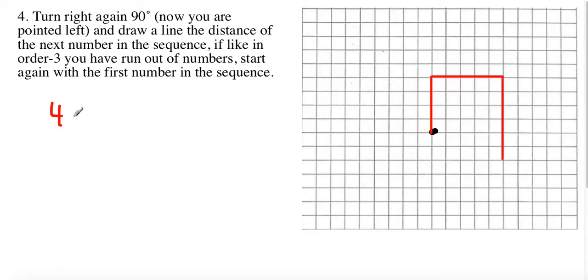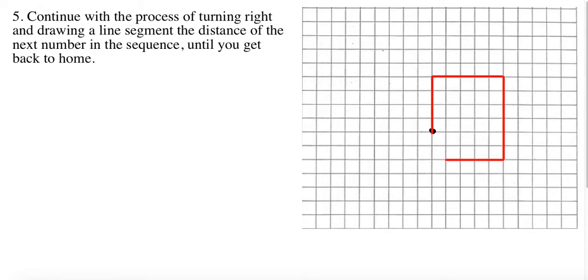Now, remember, we only had a 4, 5, 6 sequence. So after our third step, what this is telling you to do is return back to that first number. So we've gone 4, 5, 6 units. So now we're going to make another 90-degree turn to the right. And we're going to go 1, 2, 3, 4 units.